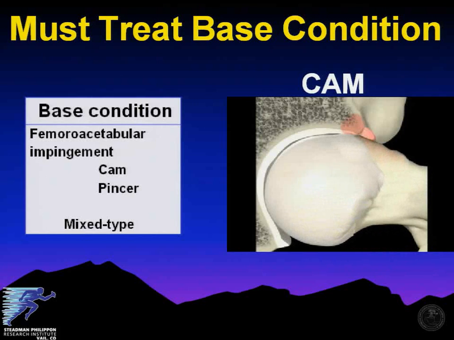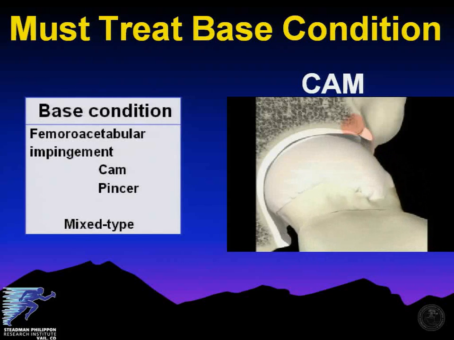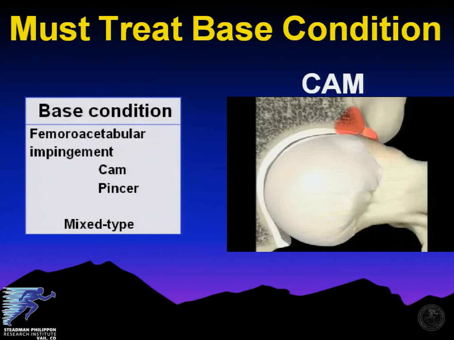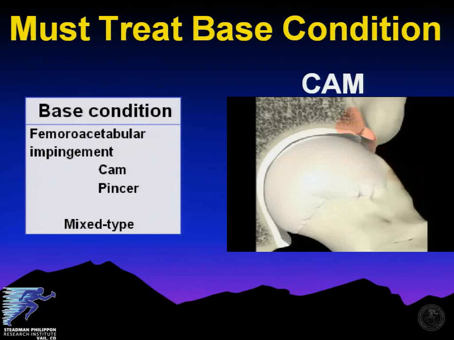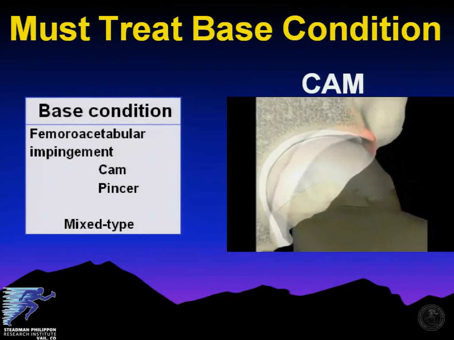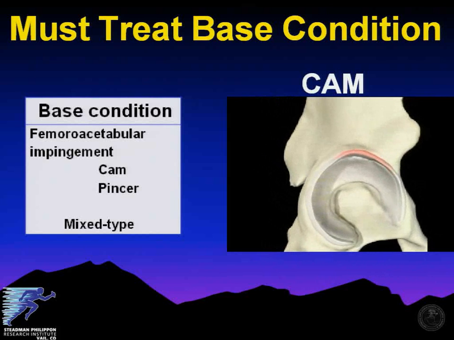Understanding that is very important because that allows you to be better prepared at the time of surgery to address the pathology. So in a cam situation, most of the problem occurs between the cartilage and the labrum. Separation is already present. So knowing this, you know that when you go in, you're going to have to address that.